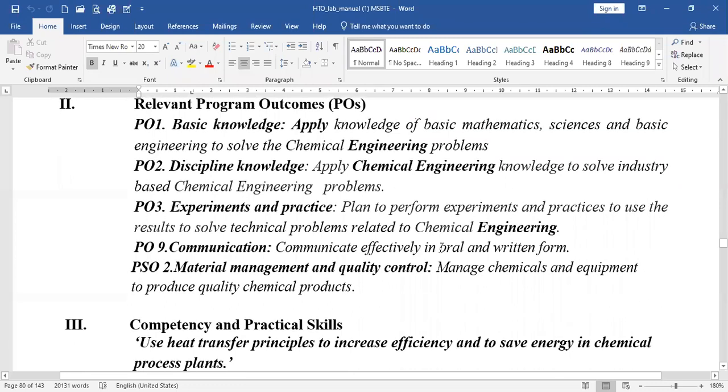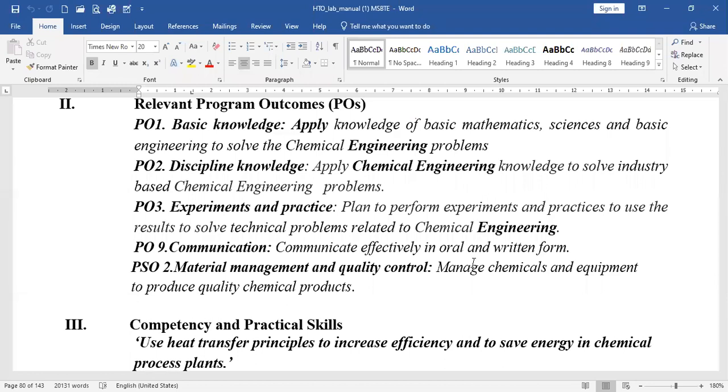Then another PO is discipline knowledge. So you can apply the chemical engineering knowledge to solve the industry-based chemical engineering problem. In the PO3, experiments and practices, plan to perform the experiments and practices to use the result to solve technical problems related to chemical engineering. Then communication, communicate effectively in oral and written form. And PSO, that is program specific outcome, is material management and quality control.